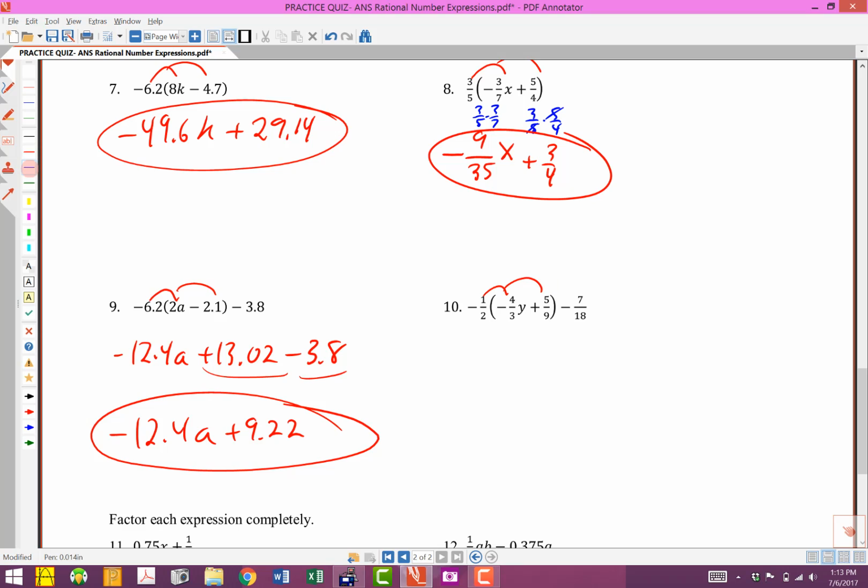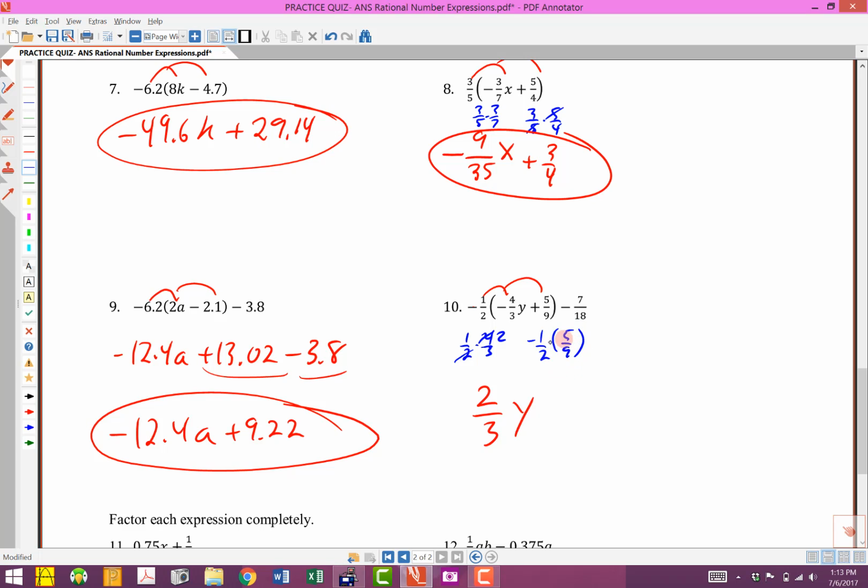Let's keep going here with the fractions, multiplying here and here. Again, this would be 1/2 times 4/3, so I can cancel those. So that's going to be 2/3, and it is going to be positive because negative times a negative. This one here is going to be, whoops, forgot the y. Okay, let's see, this one here, negative 1/2 times the 5/9.